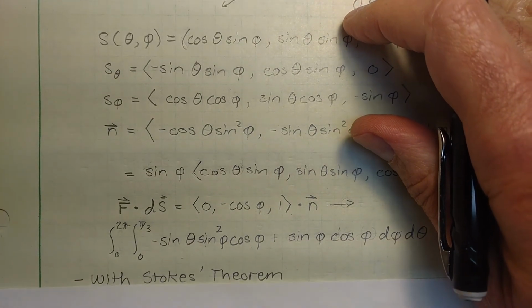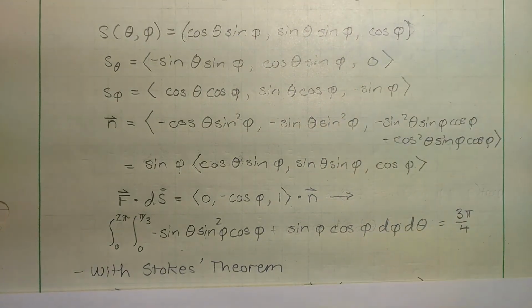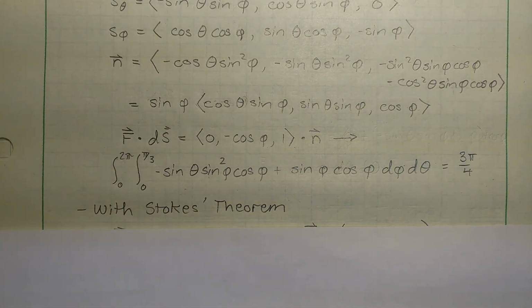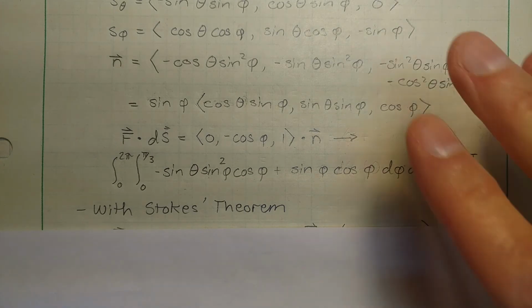All right, now let's evaluate the surface integral with Stokes' theorem. The whole idea of Stokes' theorem is taking a double integral and turning it into a single integral. That's the whole idea behind it, a line integral as opposed to a surface integral, because oftentimes the integration is easier that way.